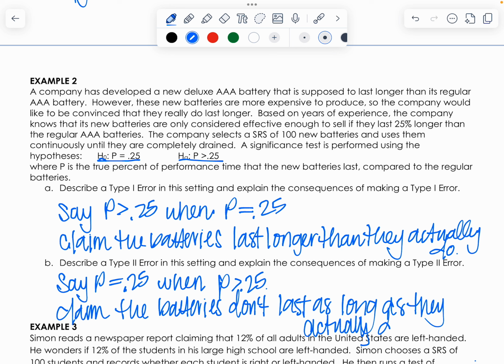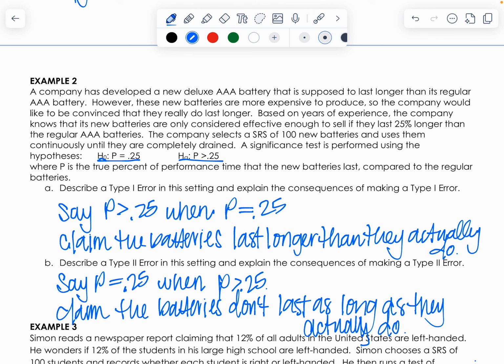All right, and so now let's talk about the ramifications here, right? So if we say they last longer than 25%, longer than the other batteries, when they really don't, we might be selling batteries using false advertisements, saying they last much longer than they actually do, and we might have some angry customers. Whereas on the flip side, if we find, hey, these batteries don't last as long as we need them to, we might go back for more testing. We might go back to redeveloping batteries and waste a ton of time, because in actuality, they do last the length we were hoping for.